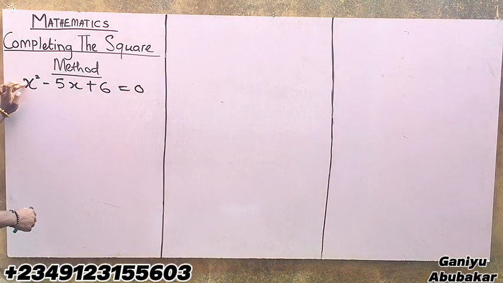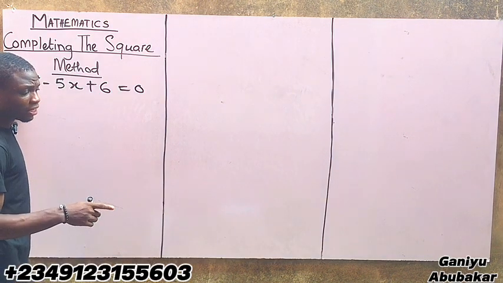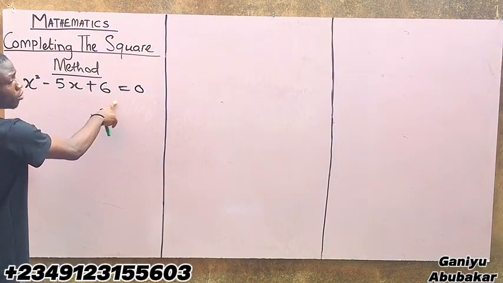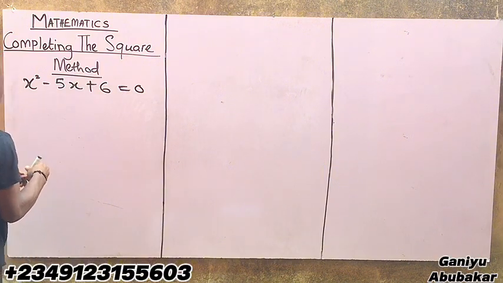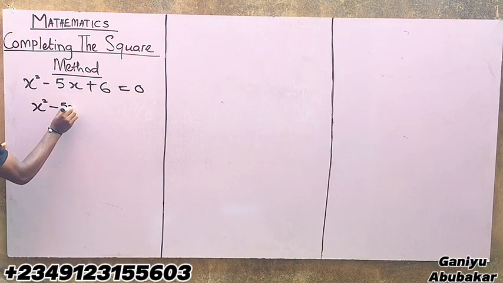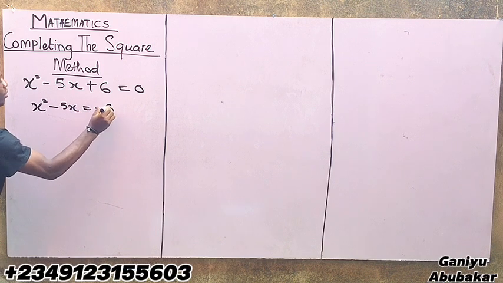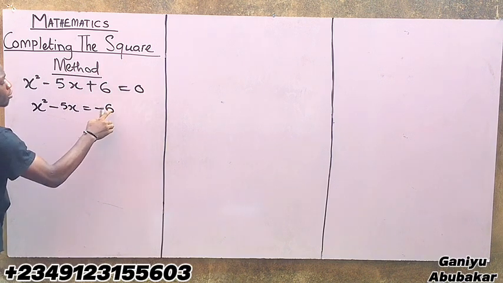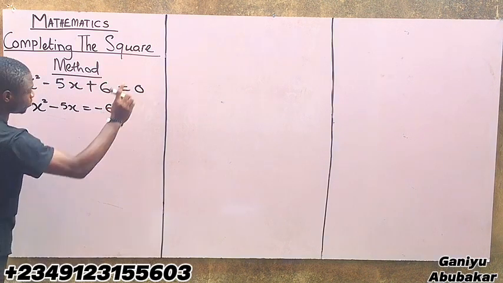So first, using the completing the square method, I will take my constant term, that's plus 6, to the other side. So I'll have x squared minus 5x equal to minus 6. If plus 6 becomes minus 6, the 0 is off.